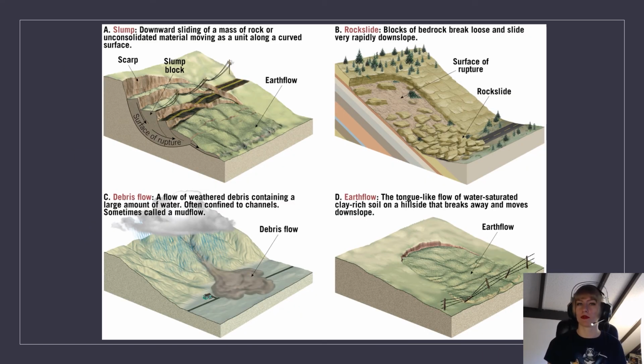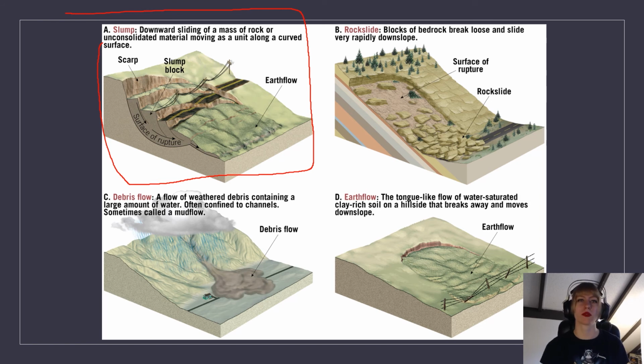So this is an example of each of them. So here we have slump. Slump is the downward sliding of a mass of rock or unconsolidated material moving as a unit along a curved surface. So basically you have a hill.